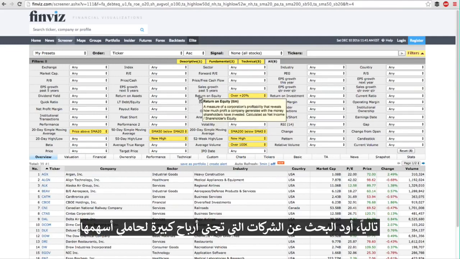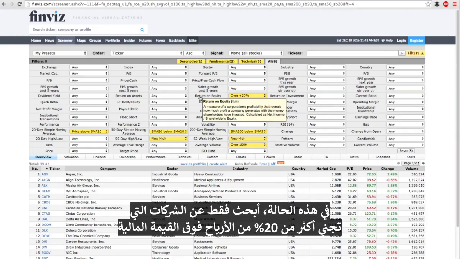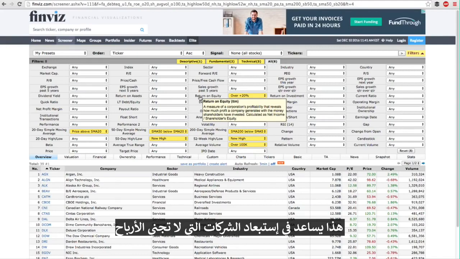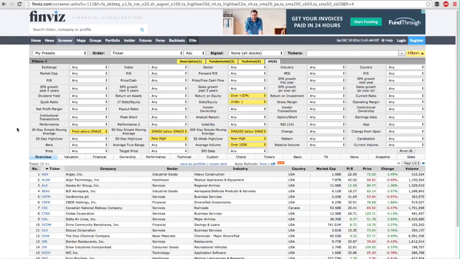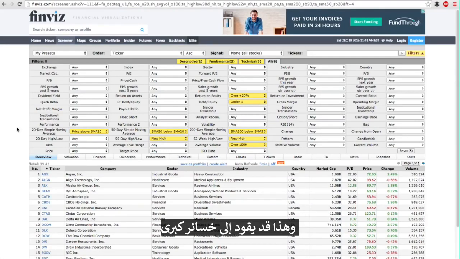Next, I want to look for companies that are earning strong profits for their shareholders, as shown by return on equity. In this case, I'm only looking at companies that are earning over 20% return on equity. This helps eliminate a lot of unprofitable businesses that are perhaps more likely to be downgraded by analysts or miss earnings, which could result in big losses.